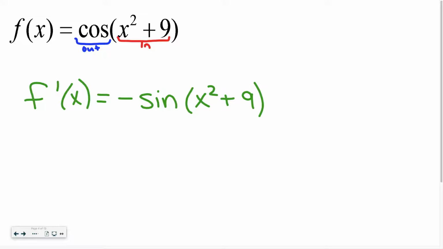Then we have to go inside whatever that function is and take the derivative. Okay, what is our inside derivative? Okay, our inside is x squared plus 9. Its derivative is 2x.